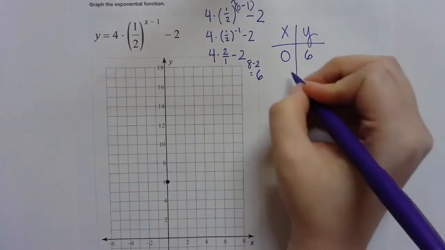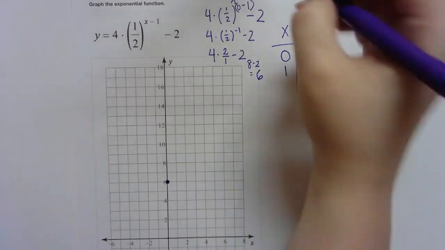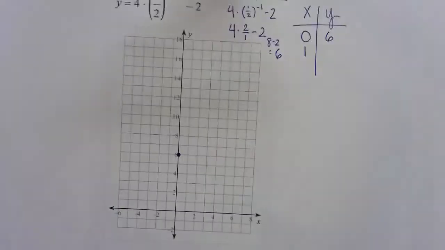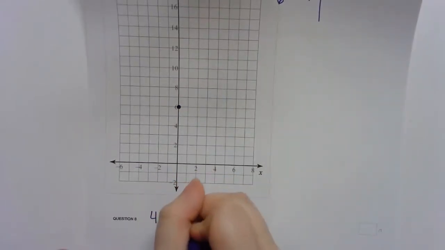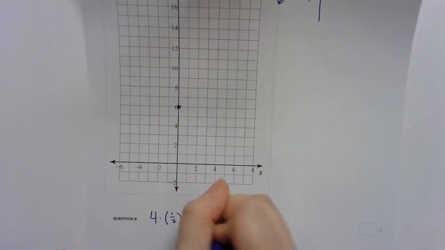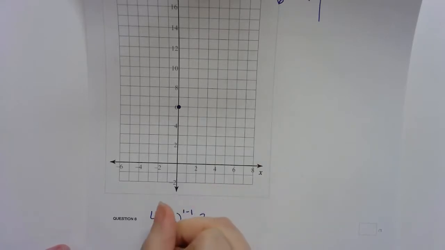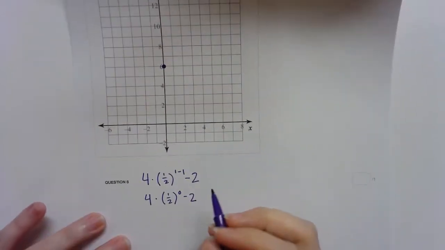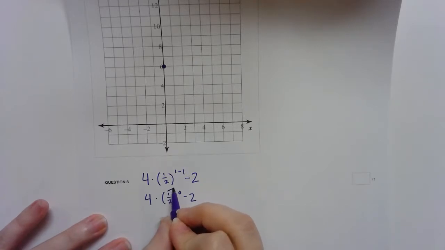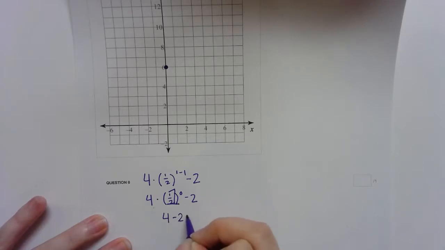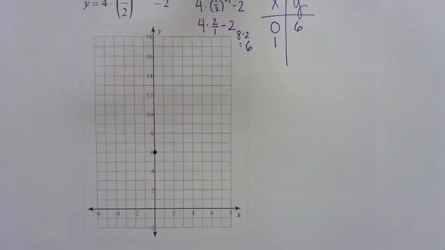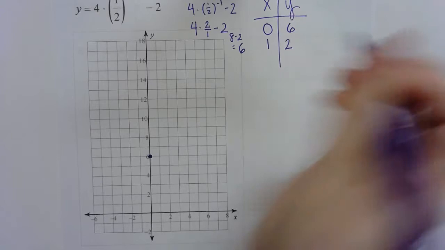And then I have the point 1. So 4 times 1/2 to the 1 minus 1 minus 2. 1 minus 1 is 0. So 4 times 1/2 to the 0 power minus 2. Now, any number to the 0 power is always, always, always 1. Please don't say 0. 4 times 1 is 4. Minus 2 is 2. So I have 0, 6, 1, 2.